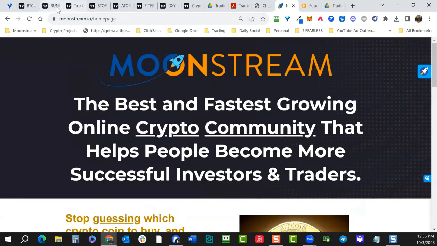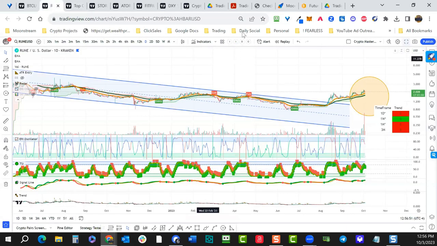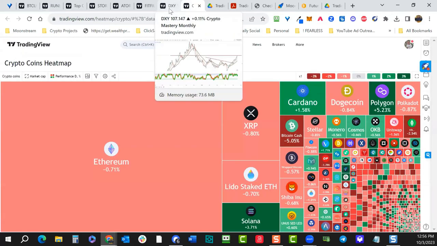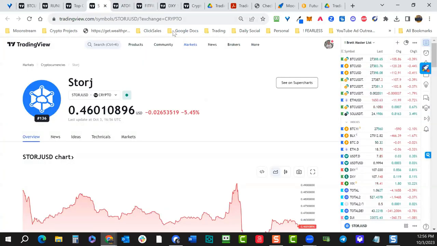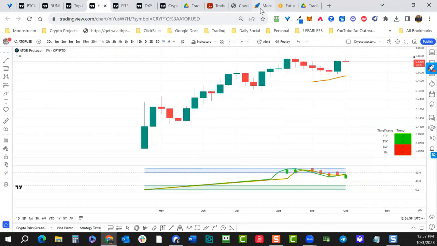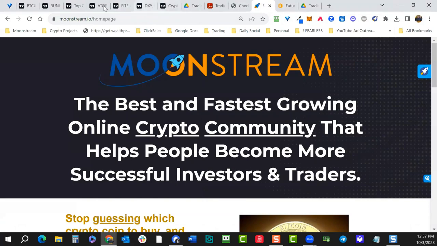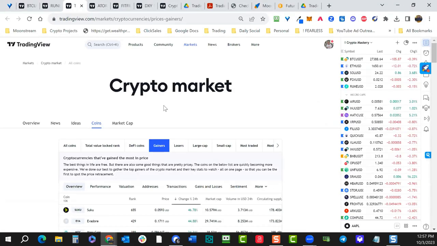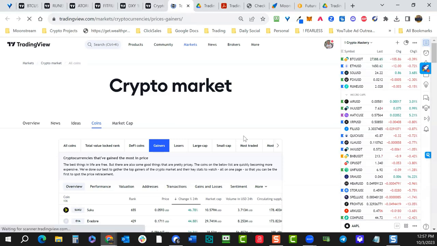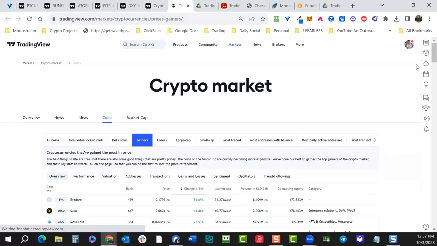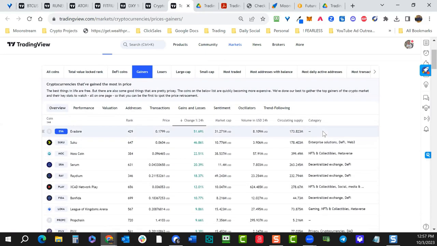Okay, let's see. What else do we want to look at? Maybe we could look at some top movers. Nothing really happening there. Where is... Okay, we're going to have to pull it up again here. Let me Google this for the top. Here it is. This is what I wanted to find to show you guys. So if we refresh this just to make sure we can see if anything is moving here, we have found some interesting ones in the past.